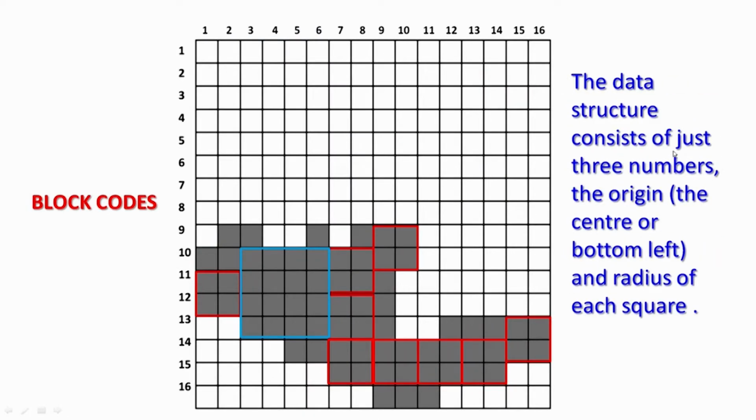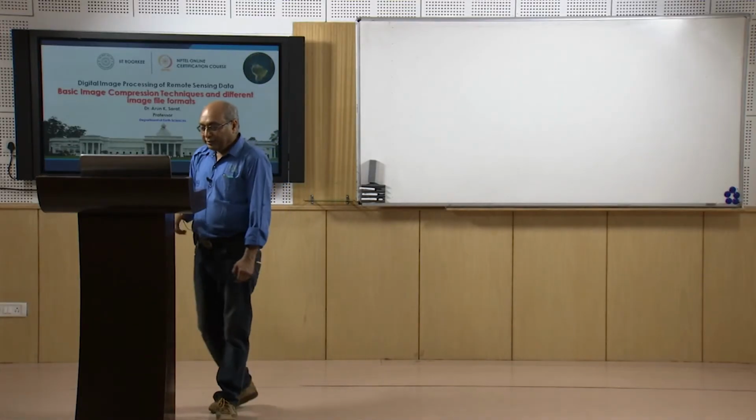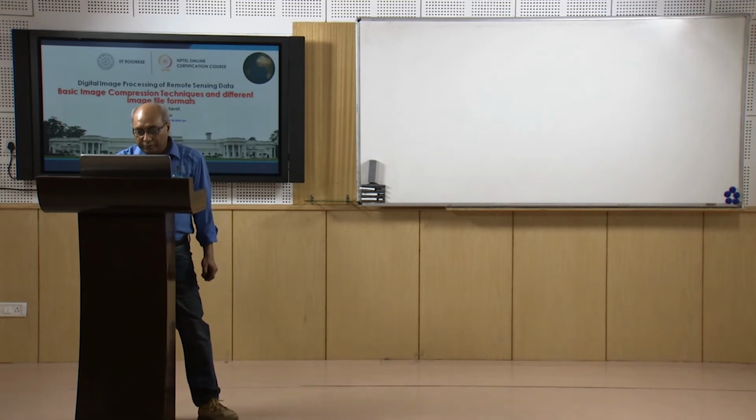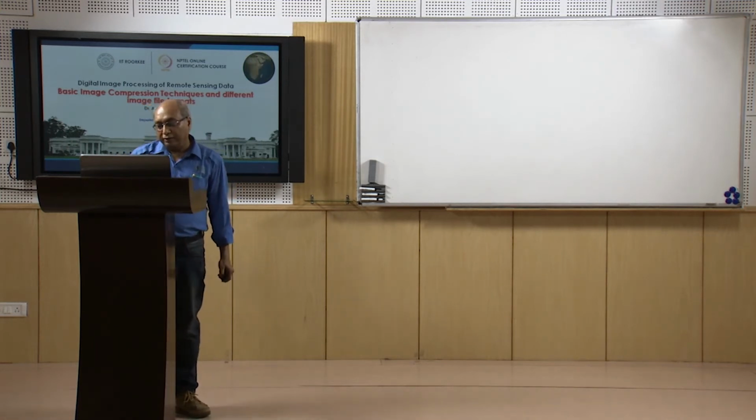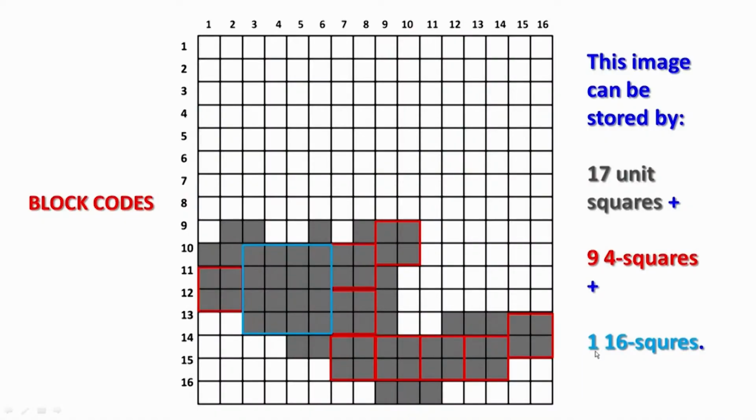The data structure here consists of 3 numbers for each block: the origin or center, bottom left of the block, and the radius, meaning how thick or wide the block is. So 4x4, maybe 2x2, maybe 1x1. And this image can be coded very easily with the locations of block X and Y. There is only one square having 16 pixels, which is shown here in blue color. Plus there are 9 squares of 4 pixels.